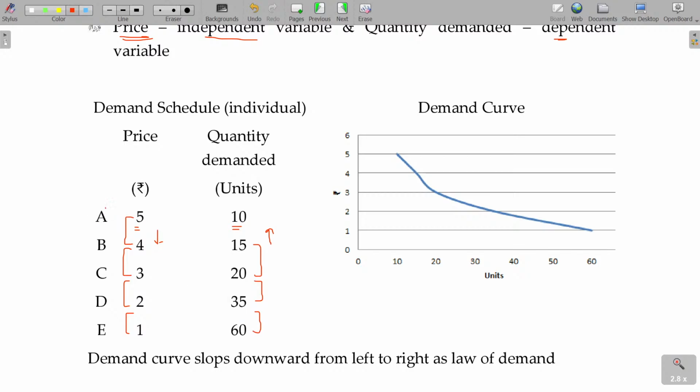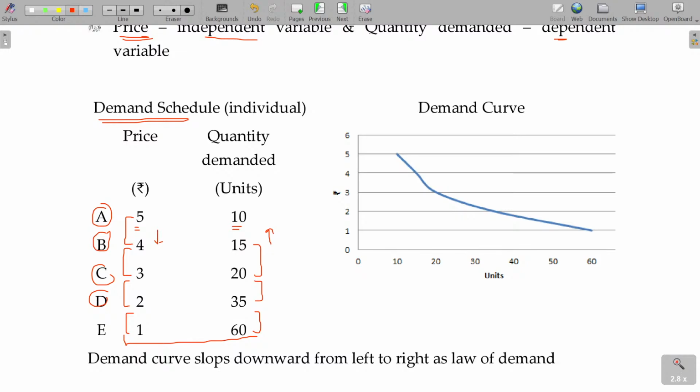Each and every combination is represented as A, B, C, D, which is not required at all to keep in your mind. If I represent the point A, it represents the price being 5 and the quantity demanded being 10. That's it. In such a way, if I put that in a tabular format, the link between the price and quantity demanded is called the demand schedule. Is that okay? Hope you could understand.